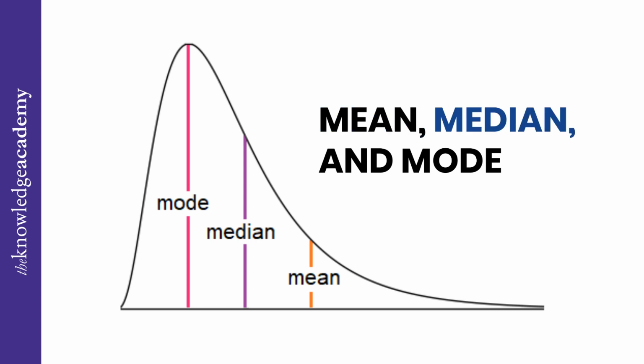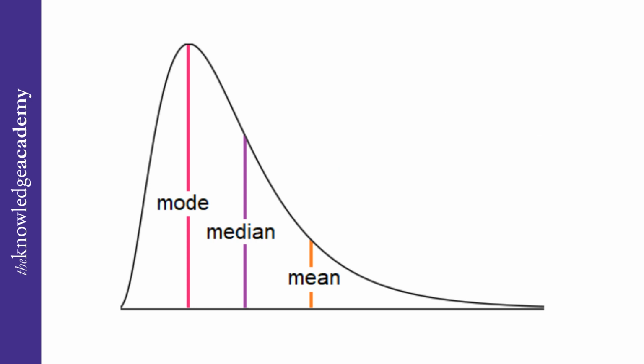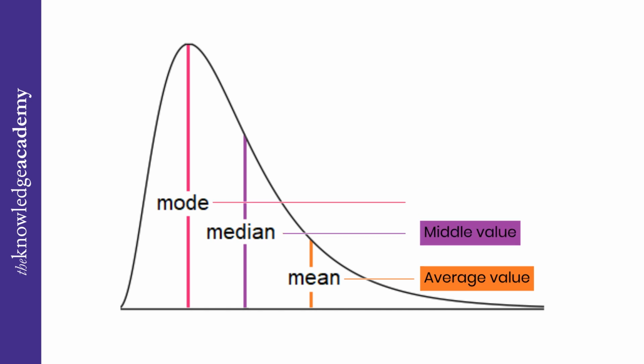First in this category is mean, median, mode. Very familiar but very important concepts. The mean gives us the average value, the median provides the middle value, and the mode shows the most frequent value. These measures help us understand the central tendency of our data.